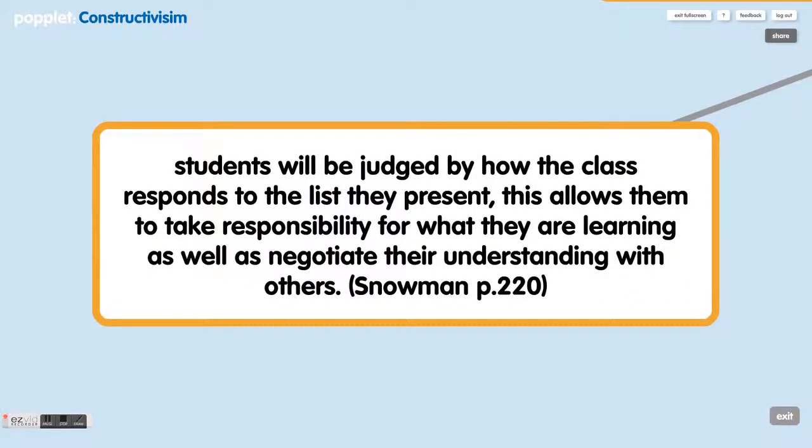Lastly, students will be judged by how the class responds to the list they present. This allows them to take responsibility for what they are learning, as well as negotiate their understanding with others. Snowman points out that this is a very important part of critical constructivism on page 220, where students are empowered to take control of their own learning.